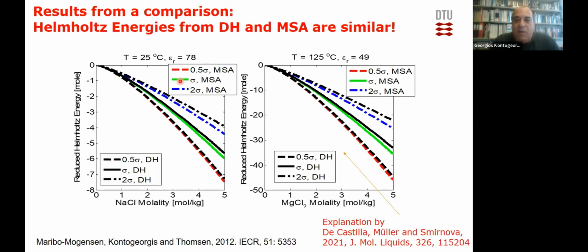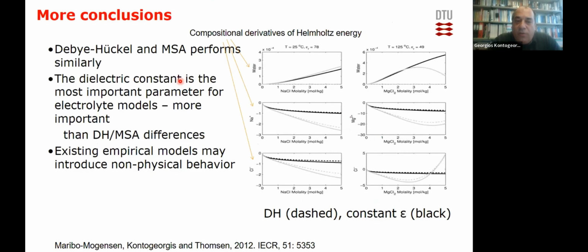In the meantime, we have compared both previously and recently the mean spherical approximation and the Debye-Hückel equation, and we see that the results are very similar. And what we have noticed is that the crucial difference is not really between the two approaches, it is whether we are using a constant or a composition-dependent expression for the relative permittivity.